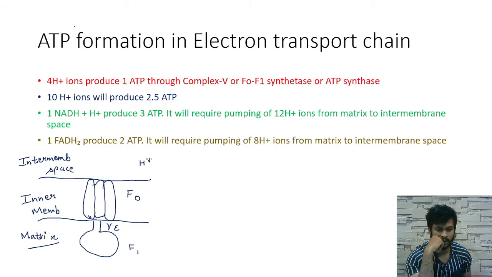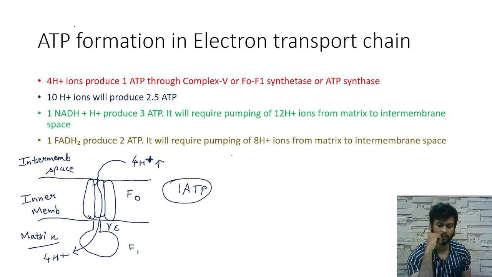We know that the proton gradient is higher in the intermembrane space. When four protons enter through the ATP synthase back into the matrix, we will get 1 ATP. So 4 protons, when passed through the ATP synthase from the intermembrane space to the matrix, will give 1 ATP.